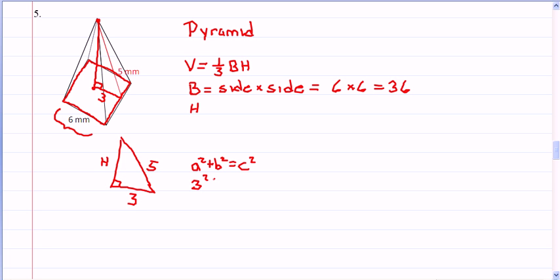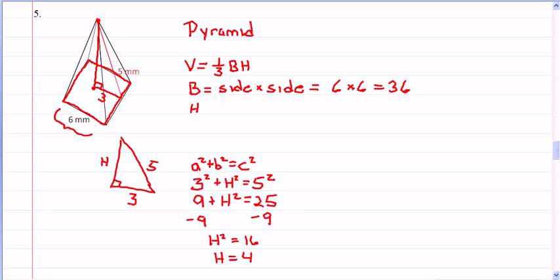So we have 3 squared plus h squared equals 5 squared. The 5 has to be the c because it's the hypotenuse. 3 could be either a or b. And if we square all of the numbers, we get h squared is equal to 16 and h is equal to 4.